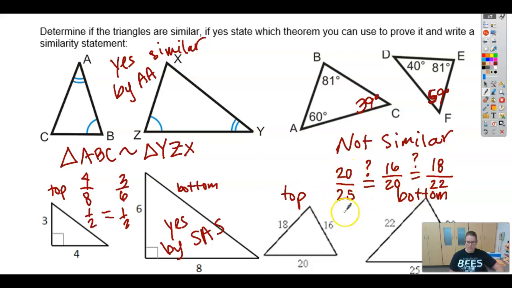Go ahead and reduce each of these fractions. 20 over 25, they're both divisible by 5, so that would be 4/5. 16 over 20, they're both divisible by 4, so that would be 4/5. And 18 over 22, they are both divisible by 2, so that would be 9/11. So that one is not equal, which means these triangles are not similar.